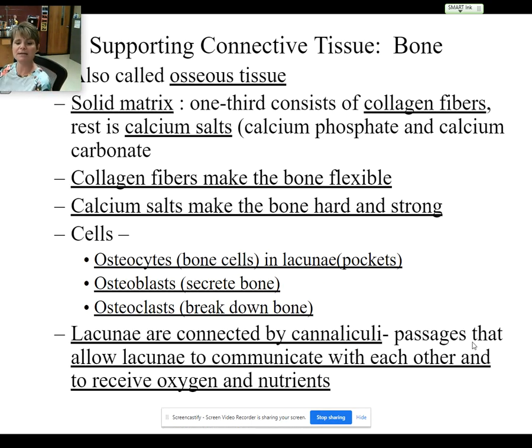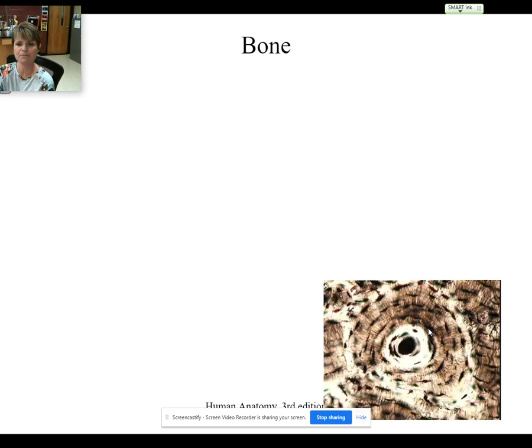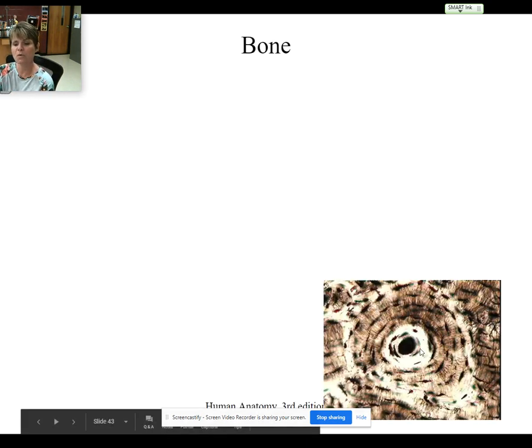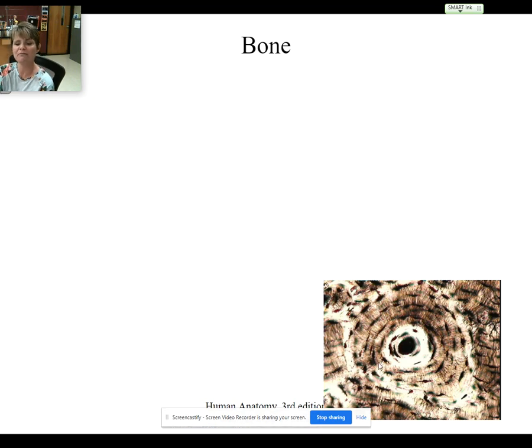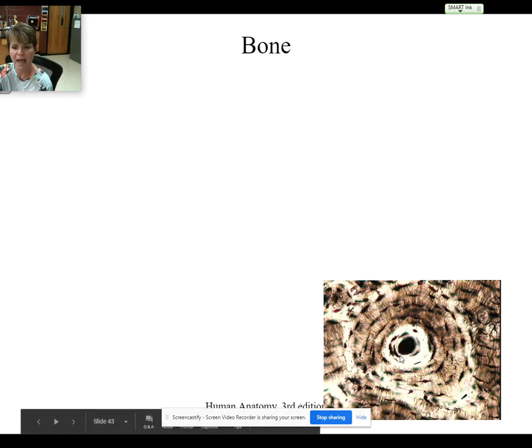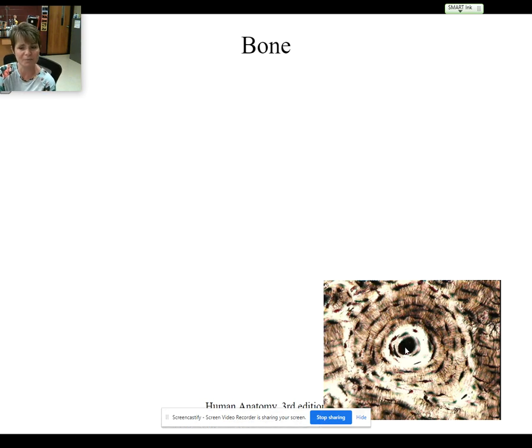Again, remember that bone is vascular. Remember, cartilage is avascular. It doesn't have blood vessels, but bone is vascular. It does have blood vessels. Here's a picture of bone. Notice it looks like the rings of a tree trunk. So it's a very characteristic picture. Here in the center, we can see what we call the Haversian canal or the osteonic canal or the central canal, this dark circle. That is where the blood vessels would be.